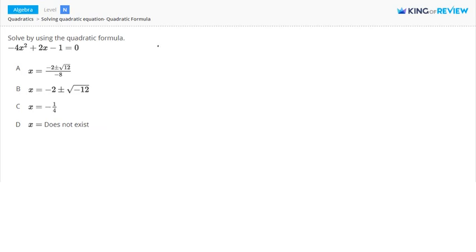We're going to be using the quadratic formula to solve this quadratic equation. So, let's start with our quadratic formula: x equals negative b plus or minus the square root of b squared minus 4ac, divided by 2a. Okay. And then, let's look into our values.